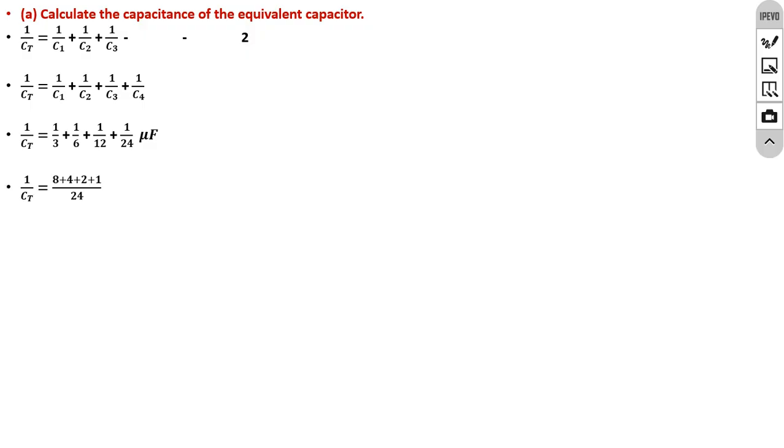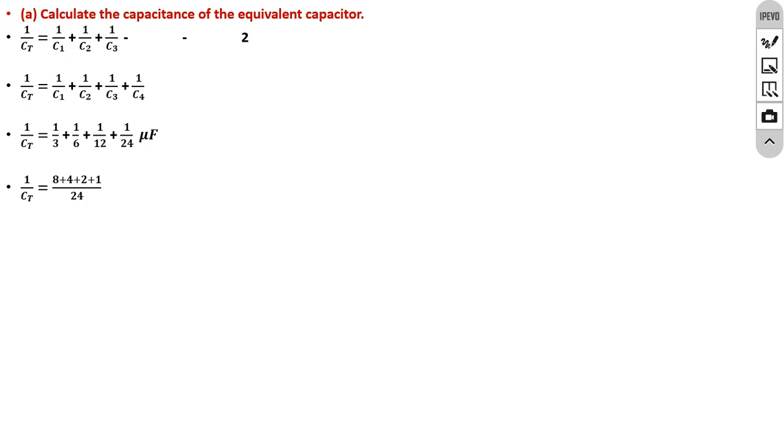Okay. I believe you know how we got 24. The LCM. So we were able to find the LCM of 3, 6, 12, and 24. I would like you to try that. I wanted to do it, but just try it and see. Okay, so when you do that, you will get this.